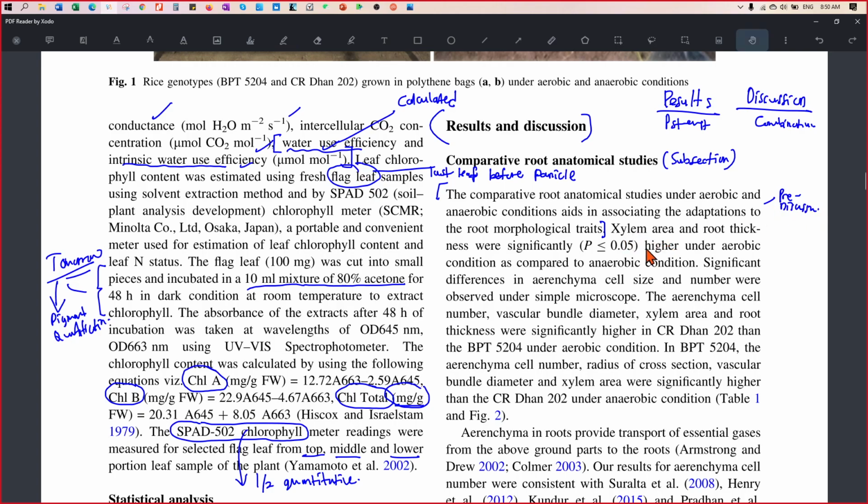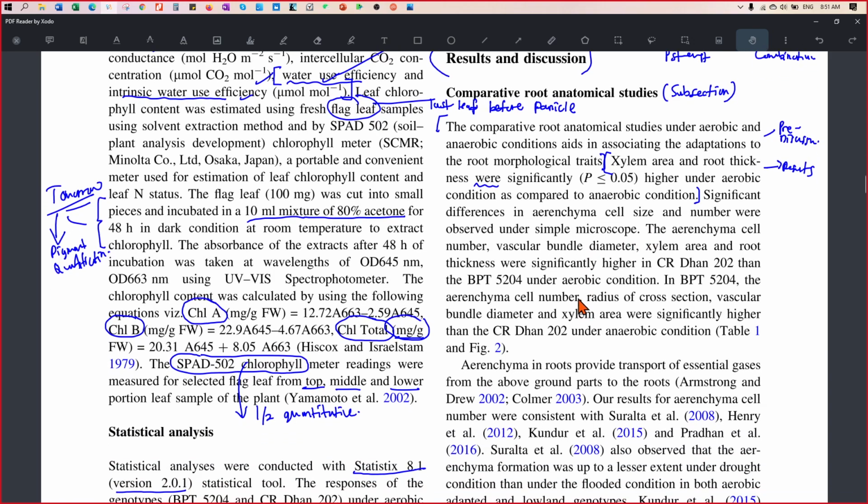Xylem area and root thickness were significantly, p-value less than 0.05, higher under aerobic condition as compared to anaerobic condition. Okay, so they have started the result. How do you know? Results are past tense, right? This is past tense. Higher under aerobic condition, so it's comparing. Significant differences in parenchyma cell size and number were observed under simple microscope. So this is a result.